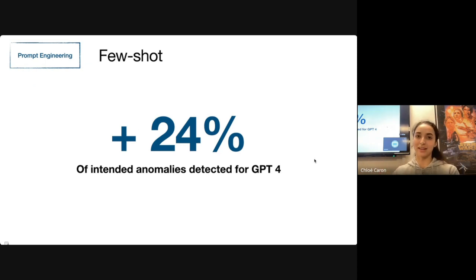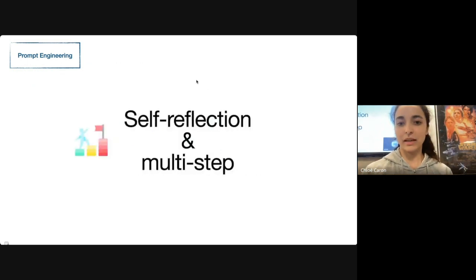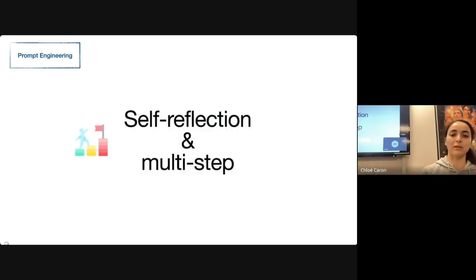This is not compared to when we were using chain of thought. This is compared to the baseline. You have plus 24% in the detection of intended anomalies. So that's pretty good, but still curious. Let's try out one last prompt engineering technique. And that is self-reflection and multi-step.